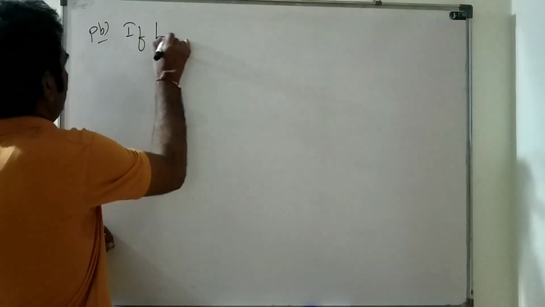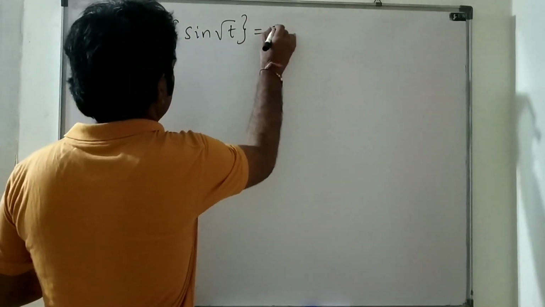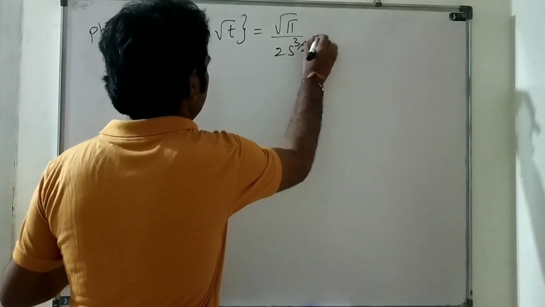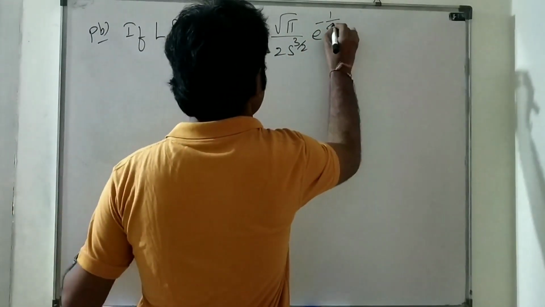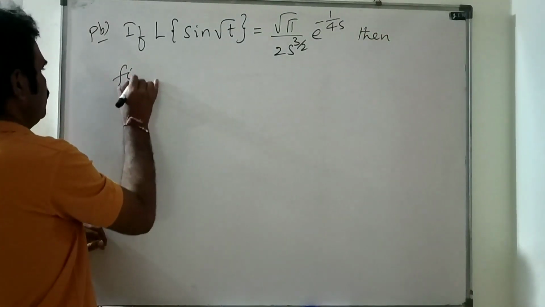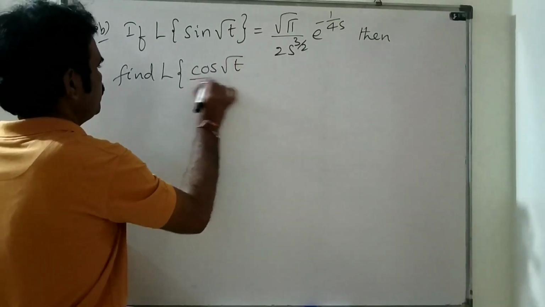If L of sin root t is equal to root π by 2s^(3/2) into e^(−1/4s), then find L of cos root t by root t.